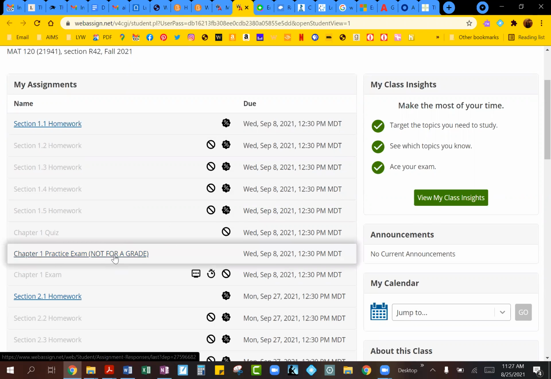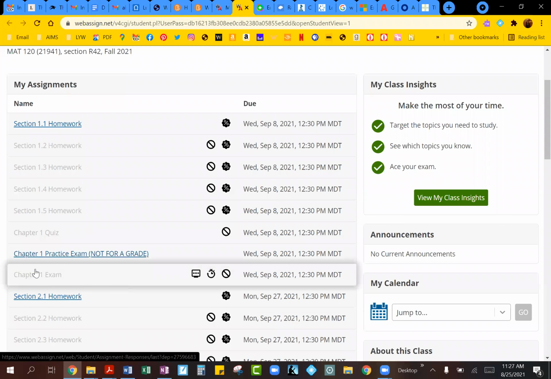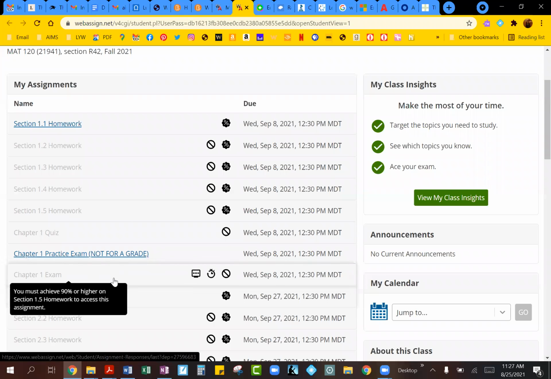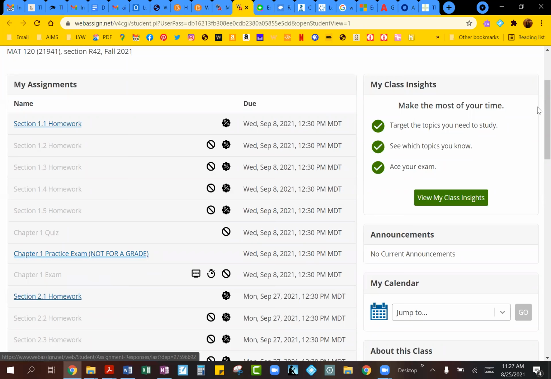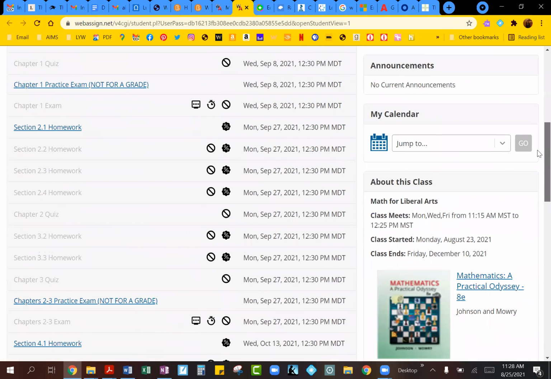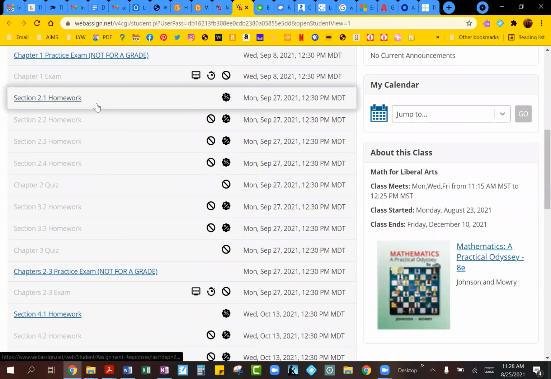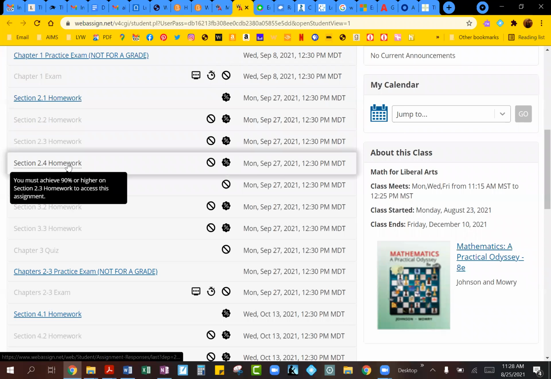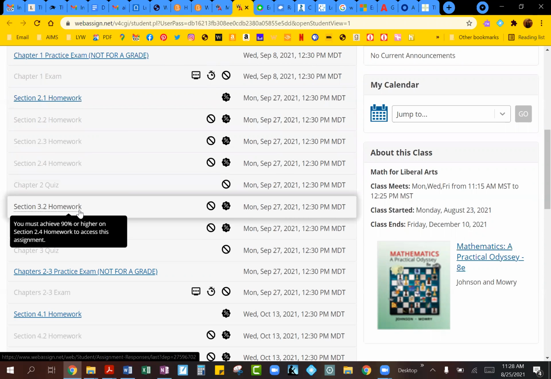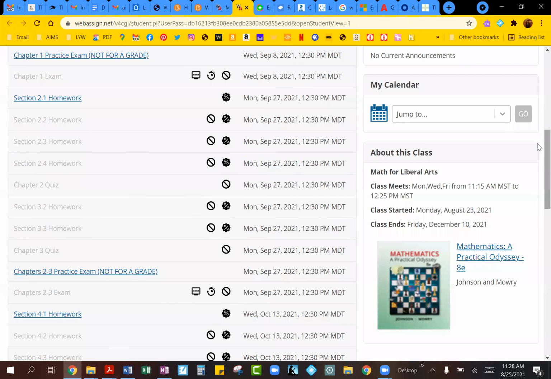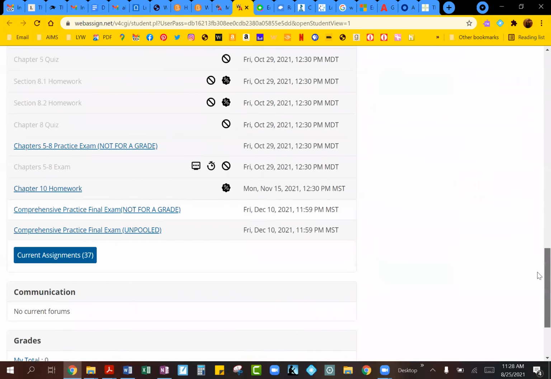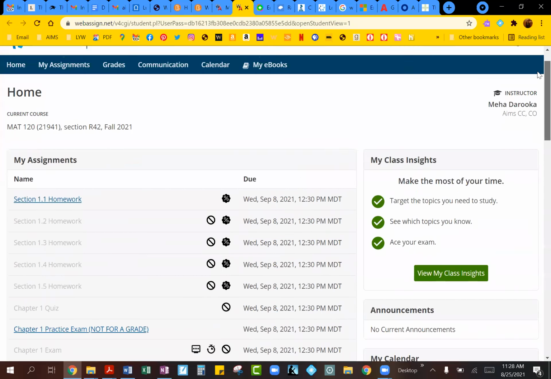The practice exam, since it's just for practice, stays open since it does not count for a grade. But same thing for the chapter exam, you have to wait till you have 90% on your homework before the chapter exam opens up. And this will be true for all chapters. Since chapters 2 and 3 are grouped together, you will need to work through all of chapter 2 before the chapter 3 assignments will open, and then same thing for the exam and the quiz, and that happens for all the chapters till the end.